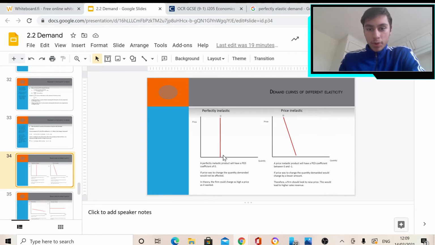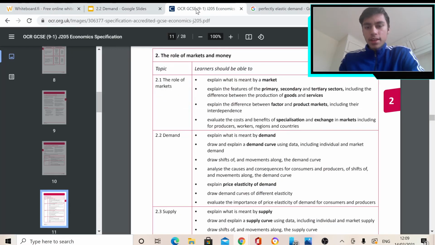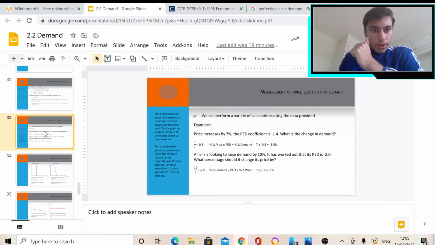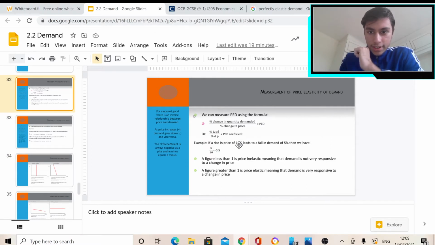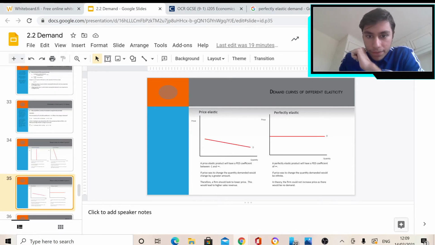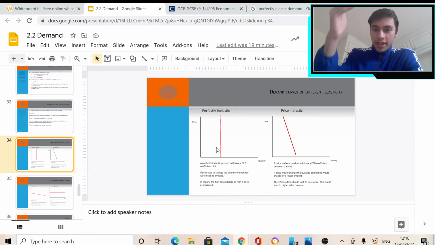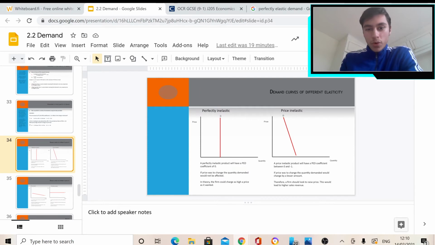So what will happen is we'll get a PED coefficient. I don't think it would be 0. It should go to infinity. I think if I just go back to the whiteboard. Where is it? So if we have percentage change here. Where is the infinity one? Yeah. Price elastic. Right. Since the percentage change in quantity is 0, 0 will be on the numerator, and 0 divided by anything is 0, so we'll have a coefficient of 0.